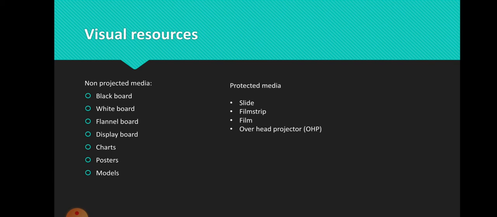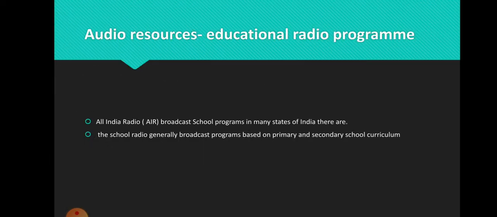Okay. Also you can use an overhead projector, that is OHP. So you also have to remember the abbreviated form of OHP. Okay. Overhead projector. So guys, you can understand these are the instances of visual resources. Okay. So now move to the next slide.